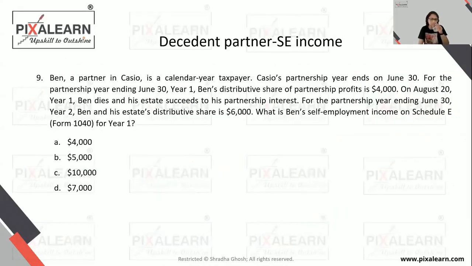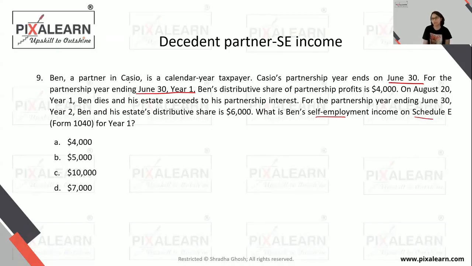Here, next question. What is the taxpayer's self-employment income on Schedule E for year 1? This will not be scheduled. Ben is a partner in a partnership, a calendar year taxpayer whose partnership year ends on June 30th. For the partnership year ending June 30th year 1, his distributive share is included, but the money that you're making from the partnership will also be taxable as self-employment income in your hands.